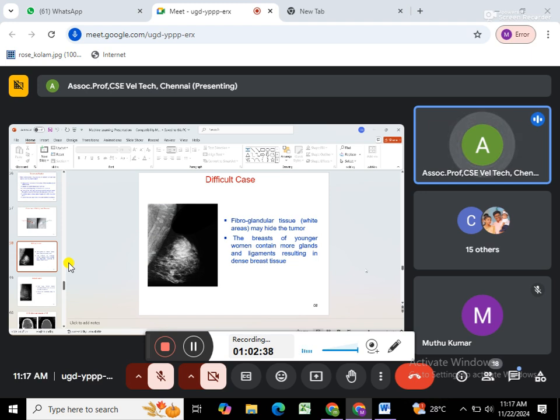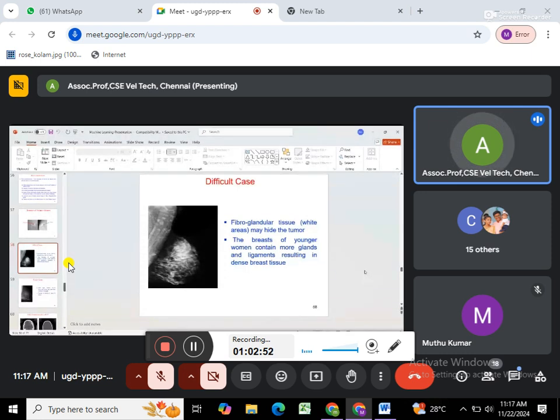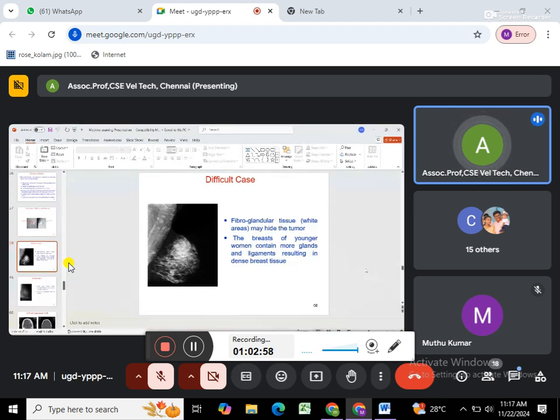One more difficult case with respect to identification, detection or diagnosis of breast cancer is fibroglandular tissue. Fibroglandular tissue means what? White areas may hide the tumor. Of course, white areas may spread around the CT scan images or mammography image. Of course, the intensity of white here is also calcification, the spreading of calcium may also be identified as white tissue. Then we have to categorize.